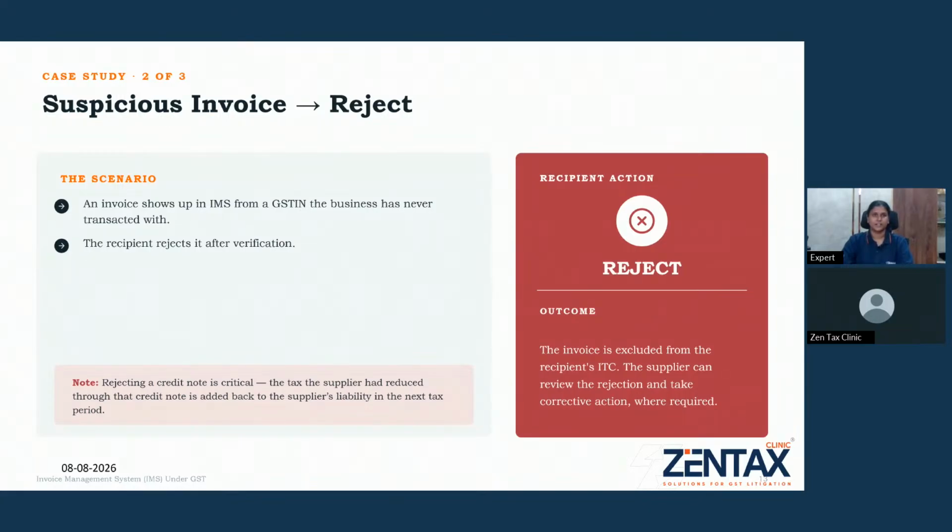The tax the supplier had reduced through the credit note is added back to the supplier's liability in the next tax period. This specific note we will discuss in the upcoming slides. So when we give a rejection, we need to be very careful. We need to assess whether it is our invoice, or it is fake, or not related to our business, or it's an incorrect invoice, and we need to take action clearly.